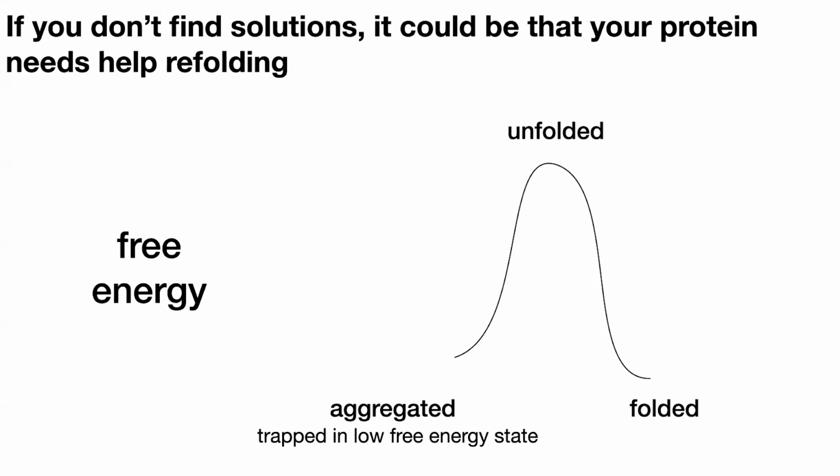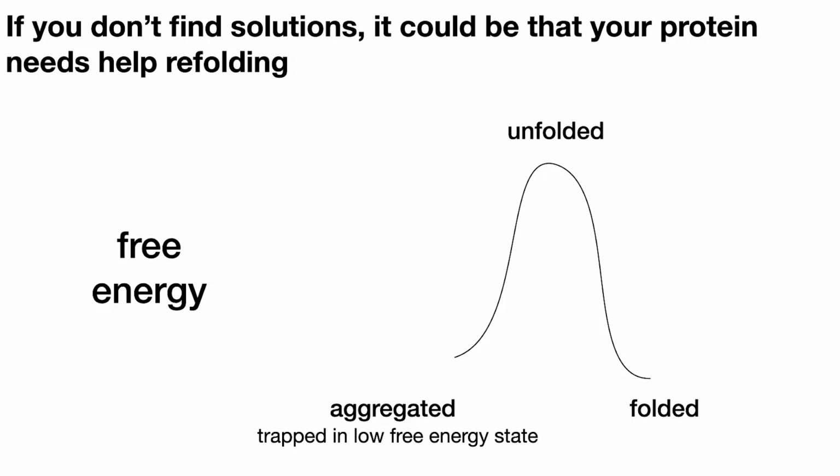Kind of like how if you had a bowling ball at the top of a hill, it has high potential energy, and it can fall down. And once it falls down, it's not very likely to go back up. But you can push it up the hill. And so in the case of your protein misfolding, it gets trapped at the bottom of the hill in a low energy state.